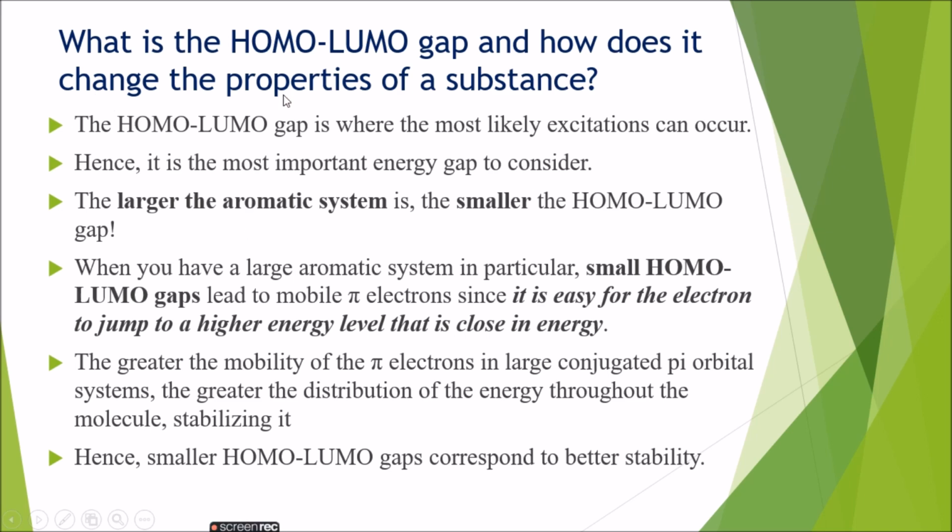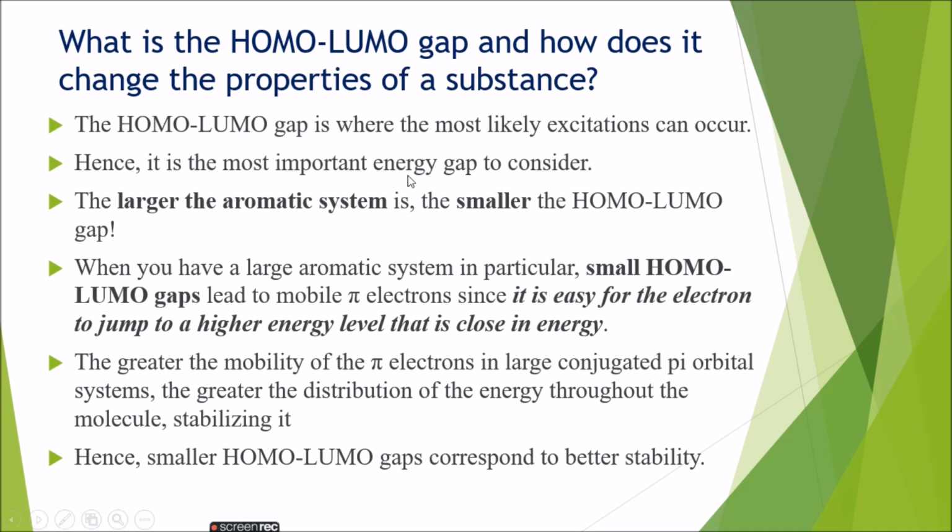Now what is this HOMO and LUMO gap, and how does it change the property of a substance? A very important thing which you have to notice over here, right? So let us understand what the HOMO LUMO gap is. See, the HOMO LUMO gap is where most likely excitations can occur. Only when the excitations occur, the bond connectivity will happen between two molecules, and the reactions are possible, right? So the excitation occurs more likely only in between the HOMO LUMO gap, right? So that gap must be considered and given more importance, right?